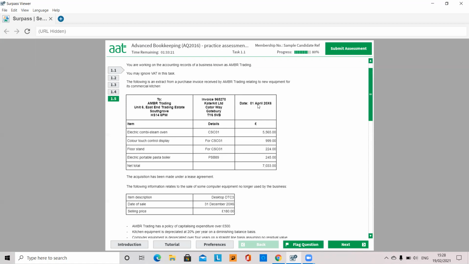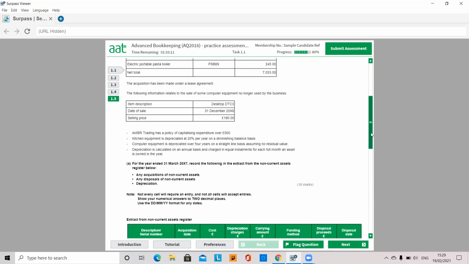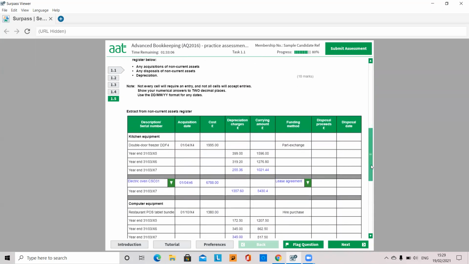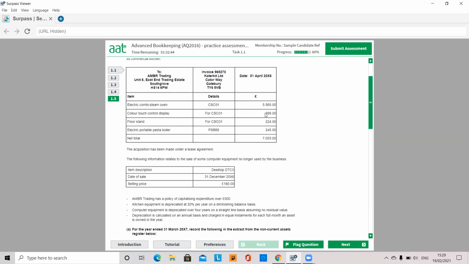Taken on board that it was on the 1st of April 2006, and the acquisition is made under a lease agreement. I'll show you what we do. I'm going to put that one straight in. Forget about depreciation at the moment. I'll put the electric oven in, so it gives you the options there. It's that one. The date was the 1st of April 2006, and the cost was 6788, and it was under a lease agreement, as it said. The 6788 is literally those costs added together.